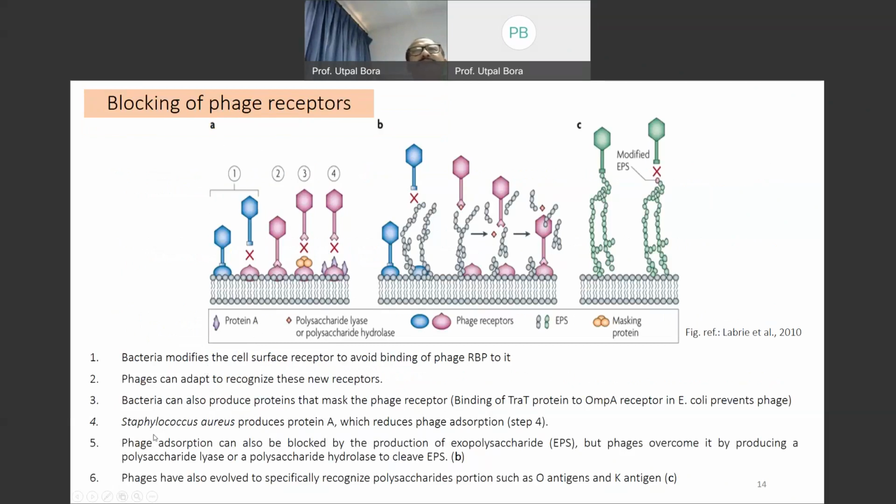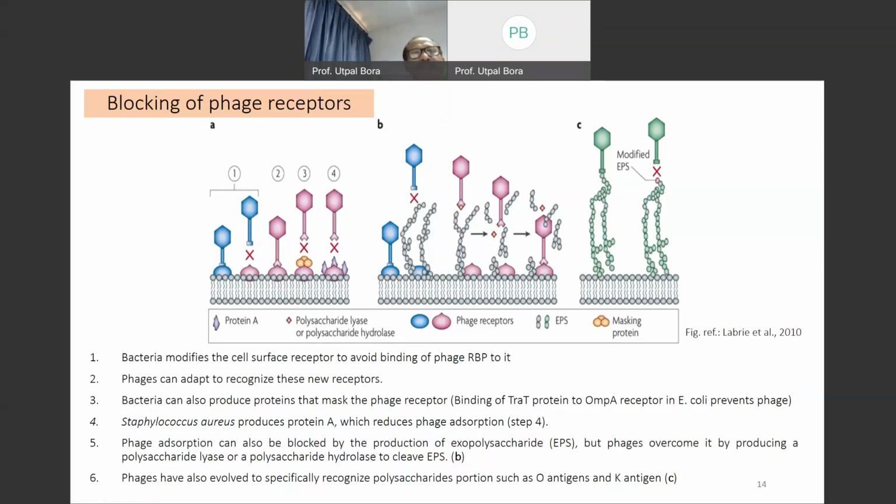You can see in this particular figure, bacteria modifies the cell surface receptor to avoid binding of phage RBP to it. Phages can adapt to recognize these new receptors. Bacteria can also produce proteins that mask the phage receptors, like binding of TraT protein to OmpA receptor in E. coli, which prevents the phage. Staphylococcus aureus produces a protein A, which reduces phage adsorption. Okay, so here you can see in this figure number 4. So you can see some kind of protein A is being produced. Now this actually doesn't allow the phage to bind.